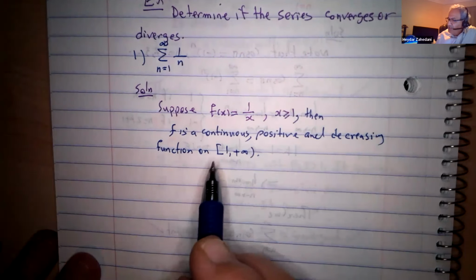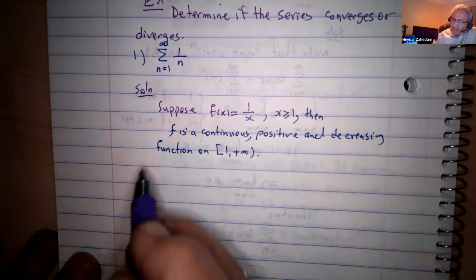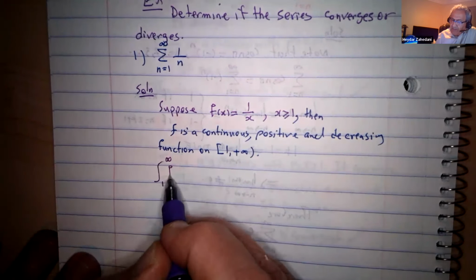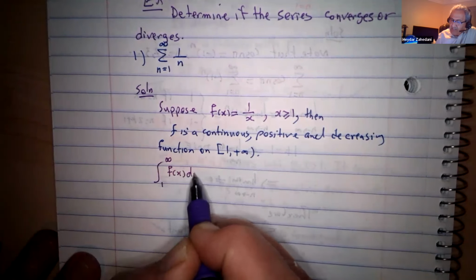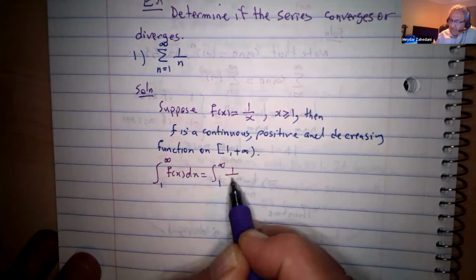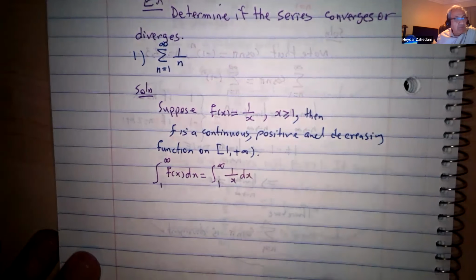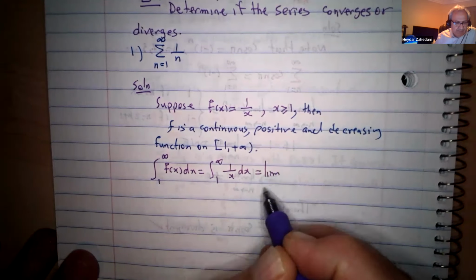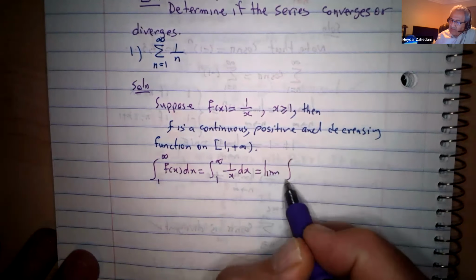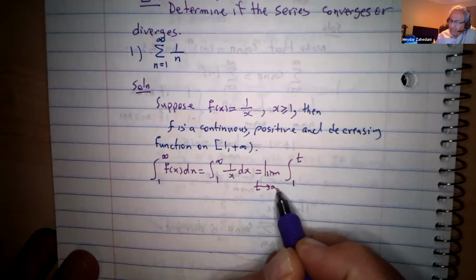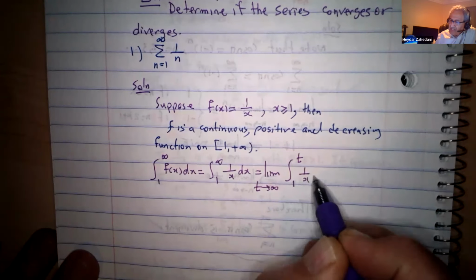Test the improper integral to see if that integral is convergent or divergent. So we check the integral from 1 to infinity of f of x dx, which is the integral from 1 to infinity of 1 over x dx. Remember, you change it to a limit. It's going to be the limit as t goes to infinity of the integral from 1 to t of 1 over x dx.